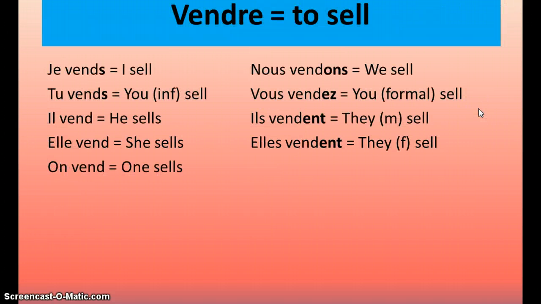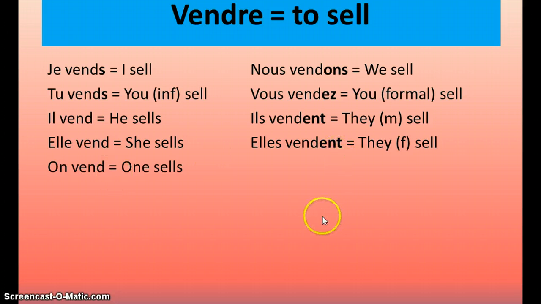So let's look at an RE verb in all the different forms. Vendre means to sell. Okay, for je and tu, you see the ending is S. Je vends, tu vends. There is no ending added in the il, elle, on version. So you see for that form, you just take off the RE and you don't add anything. Il vend, elle vend, on vend.